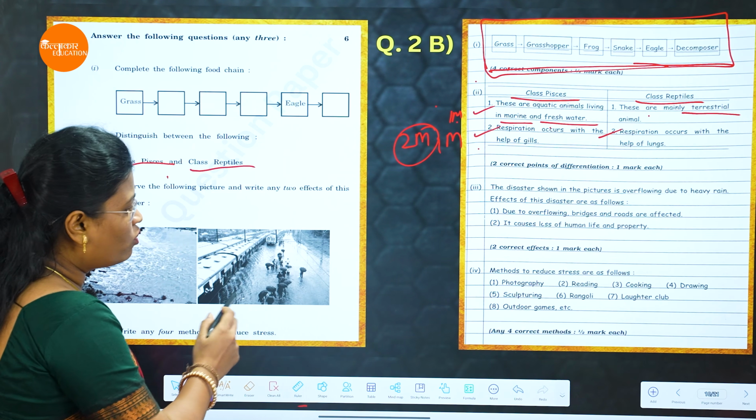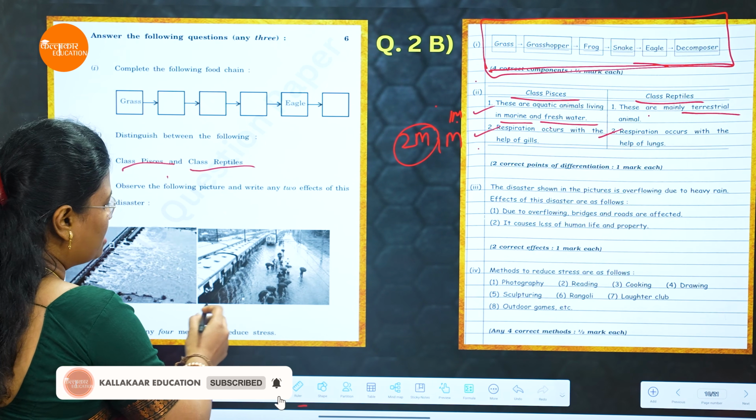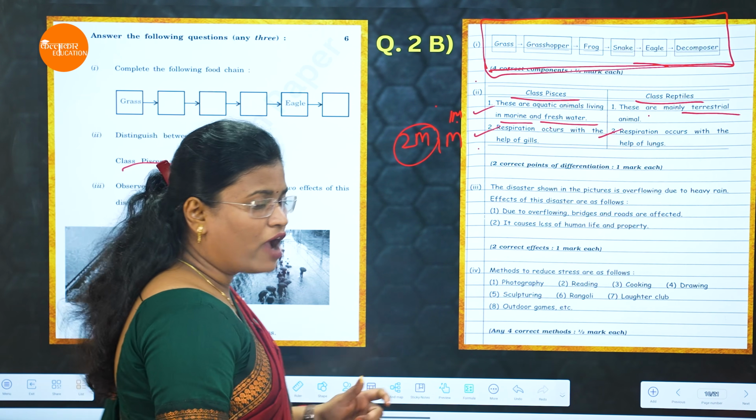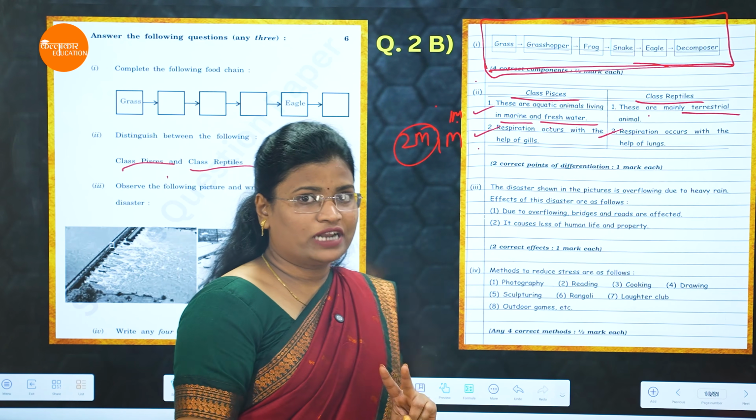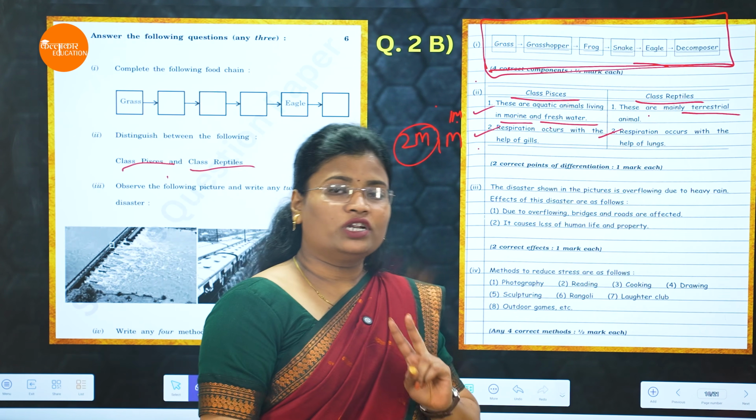In the second picture, what is the effect? It causes loss of human life and properties, as we can see in the picture. So you have to mention these two effects very carefully in your answer, and for that you will get total 2 marks.